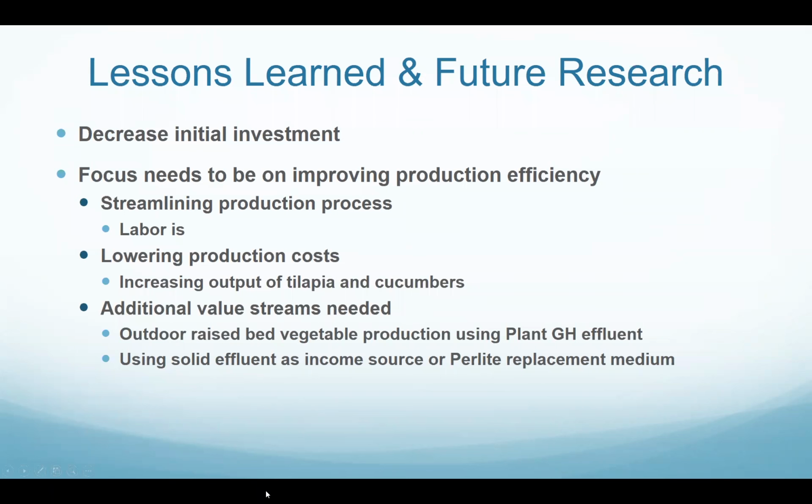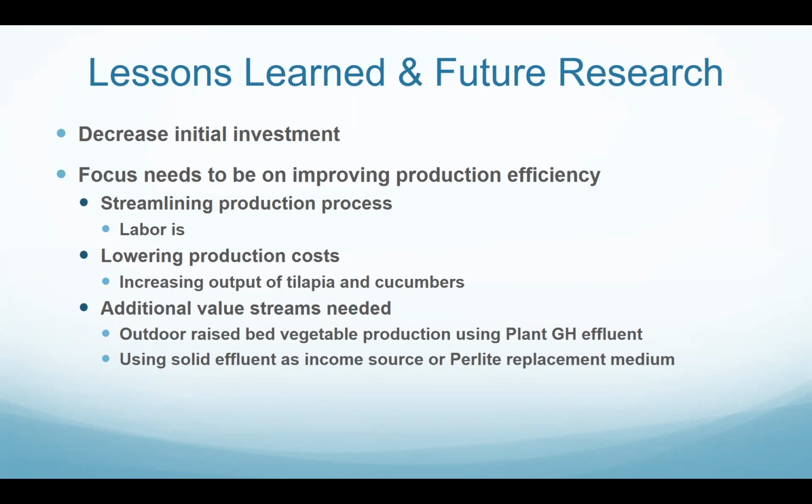One, there are ways to decrease the initial investment. And like I said earlier, for research, we have plenty of cost in there that probably would not be needed for a commercial operation. So that's one thing that immediately could be done.